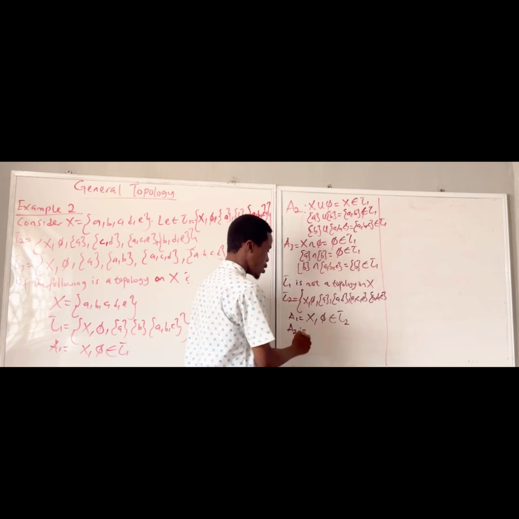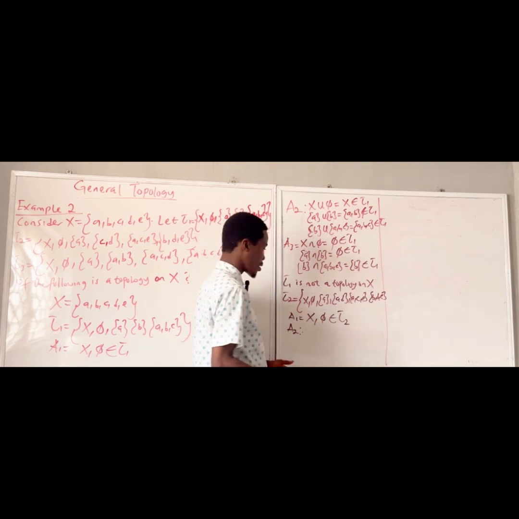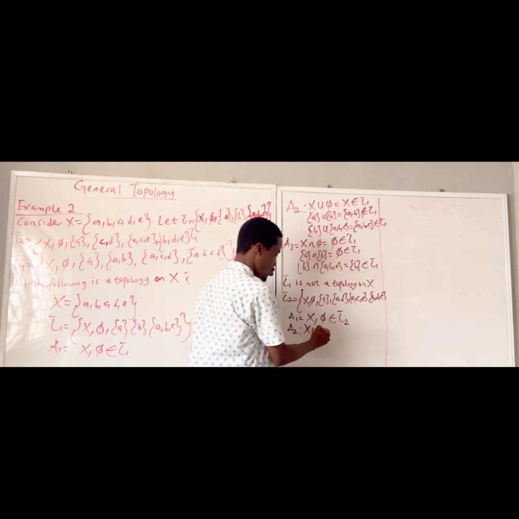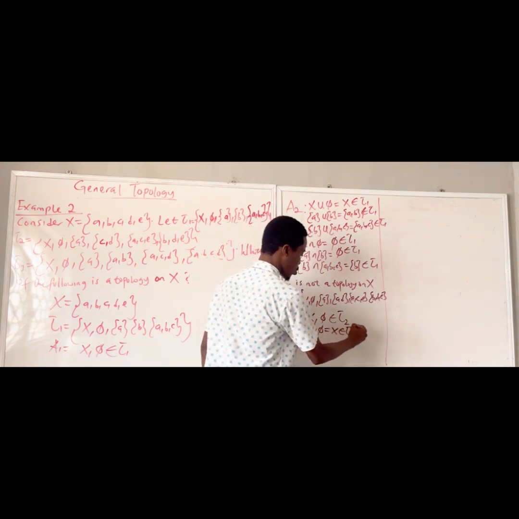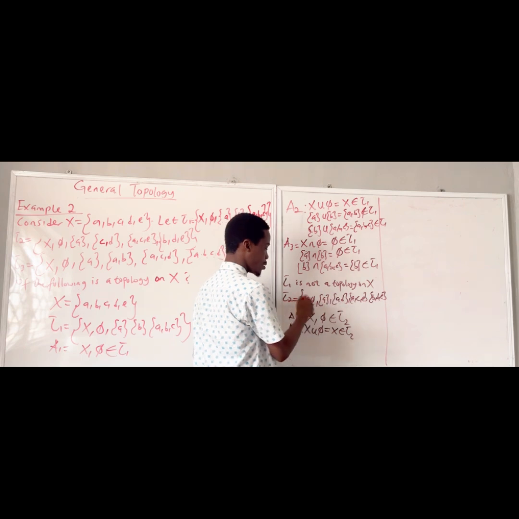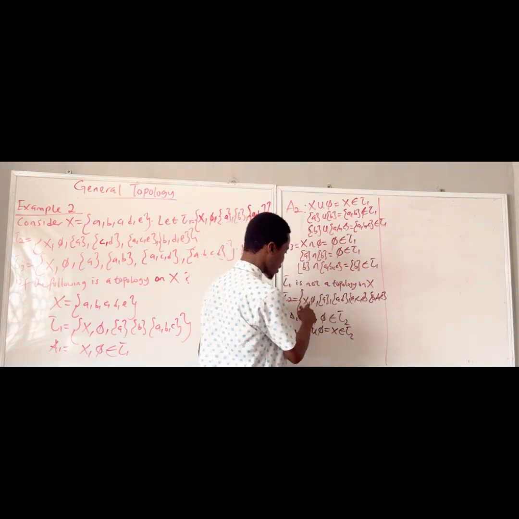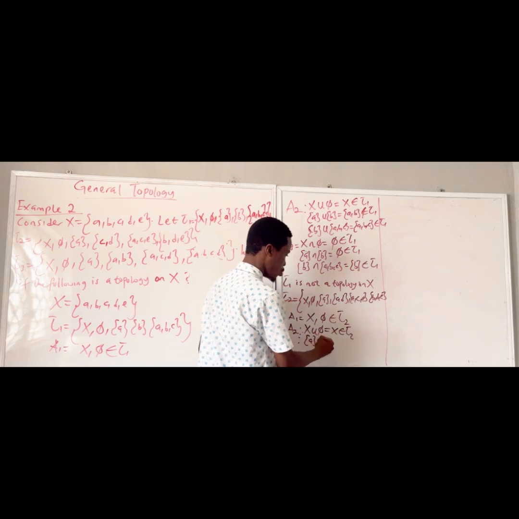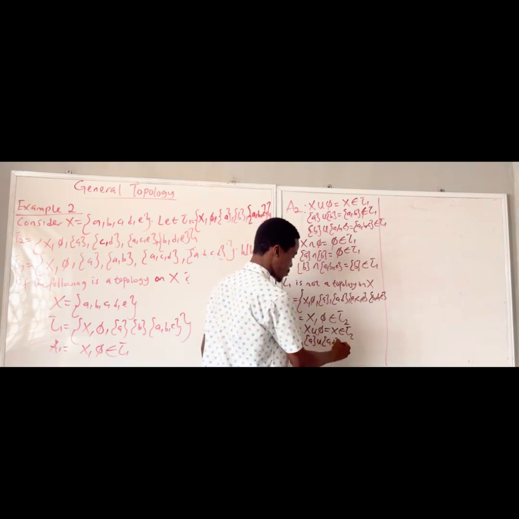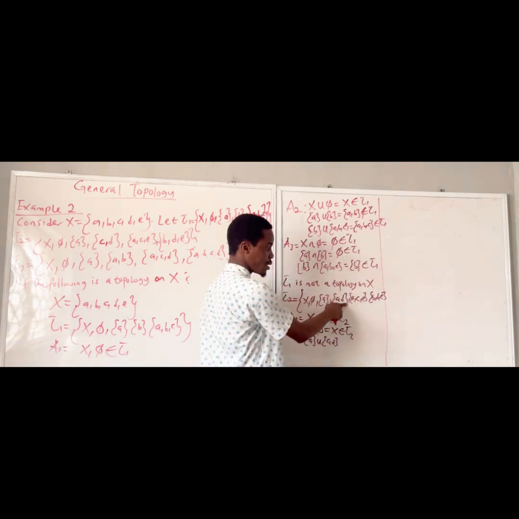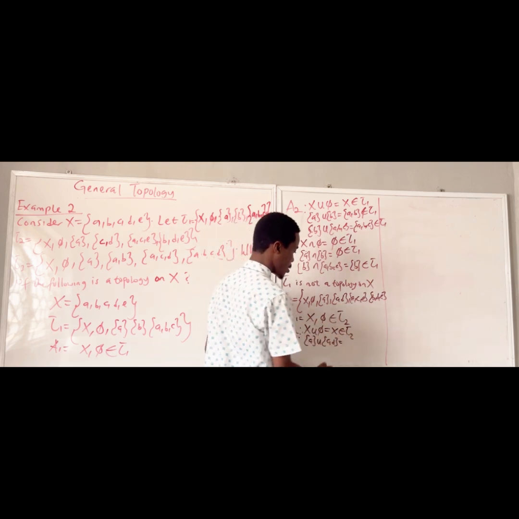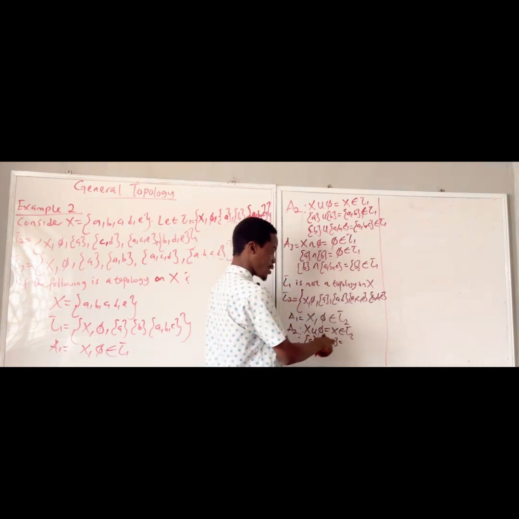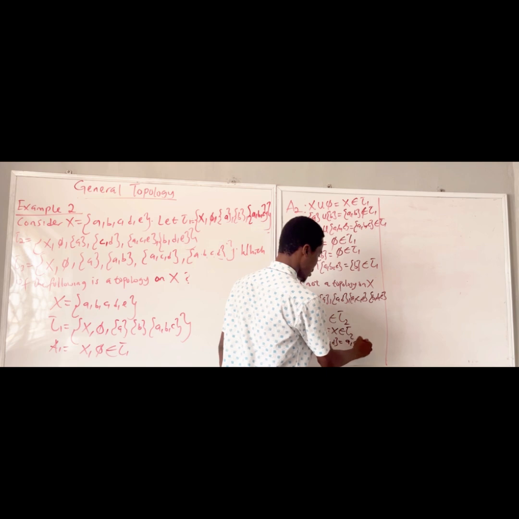Equation 2, the union set. X union empty set, we are going to have what? X is a member of Tor 2. We can find it here. We have to consider this and this: A union C and D. So we are going to have what? ACD. A union C and D, we are going to have ACD.